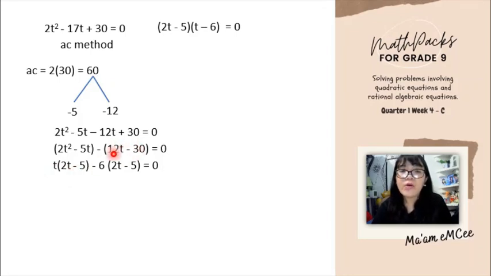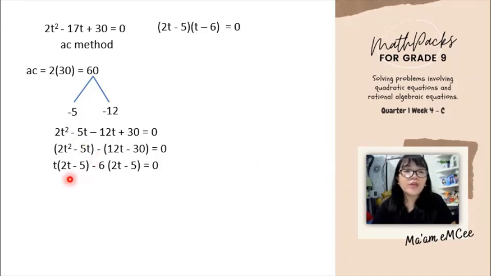Then, what is the common factor of 12t and 30? Since 30 has no t, it cannot be t. So we focus on the numbers. What is common to 12 and negative 30? It's 6. So, we factor out 6. What will happen to 12t? 12t divided by 6 is 2t. Negative 30 divided by 6 is negative 5. So, what remains is 2t minus 5, and the factor is negative 6.